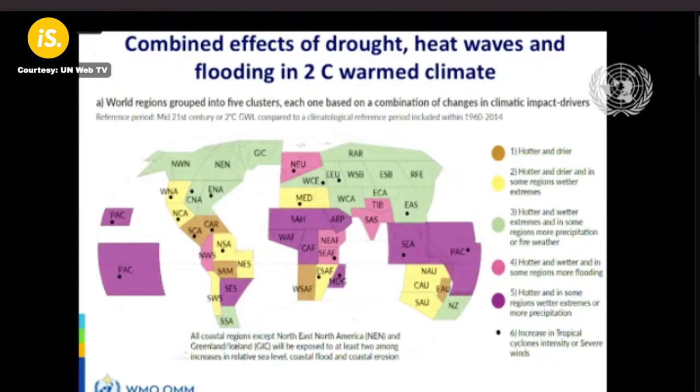And then we have areas which are going to get hotter and drier, and that's especially the Mediterranean region, Southern Africa, Australia, and both Americas. So this is how the future looks like, and this is bad news when it comes to the amount of disasters, and also bad news when it comes to the agricultural productivity of our planet.